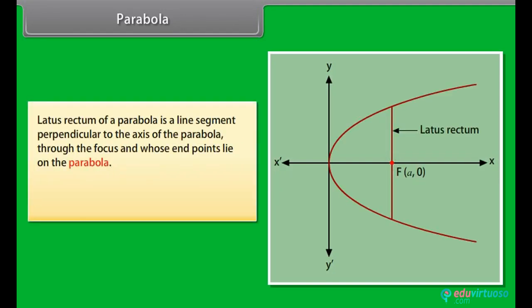Latus rectum of a parabola is a line segment perpendicular to the axis of the parabola through the focus and whose end points lie on the parabola. The length of the latus rectum of the parabola y square is equal to 4ax is 4a.